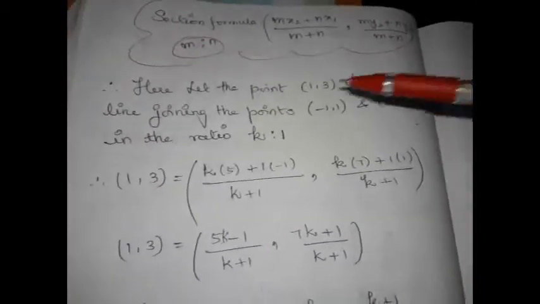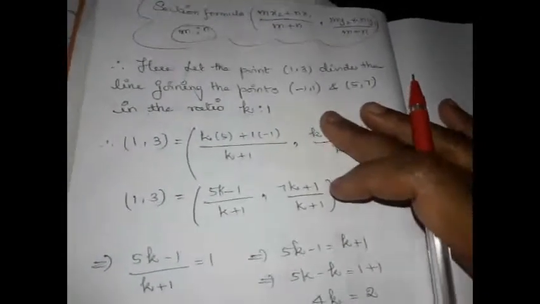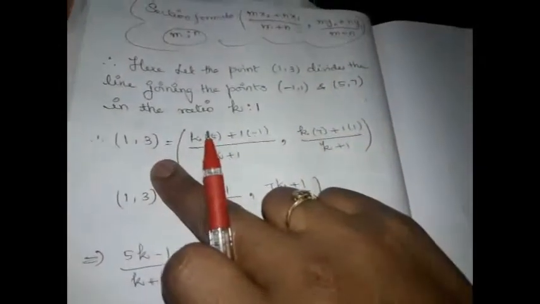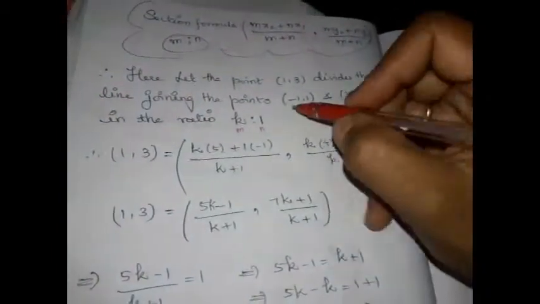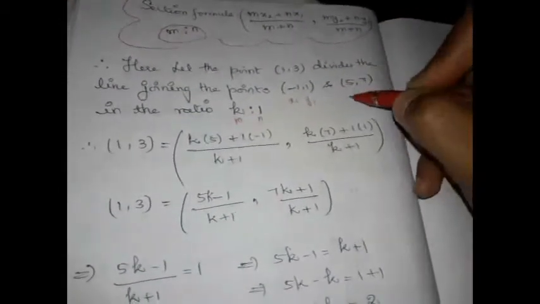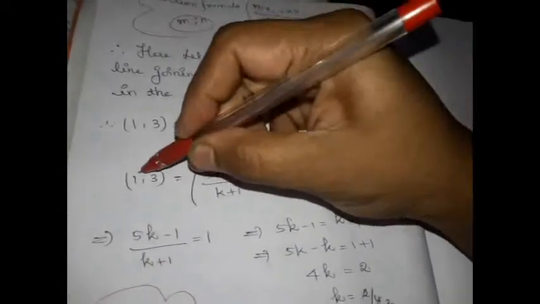So now what are we going to do? Here let the point 1 comma 3 divide the line joining these 2 points in the ratio k is to 1. Now this point is 1 comma 3. We are assuming this point divides the line joining these 2 points in the ratio k is to 1. That's how only we can find the ratio. So the point is 1 comma 3, ratio is k is to 1. We are going to take this for m and this for n, and this is x1 y1 and this is x2 y2. Substitute in this formula. You can equate x coordinate or y coordinate. Any one we can equate. Anyhow we are going to get the same answer.